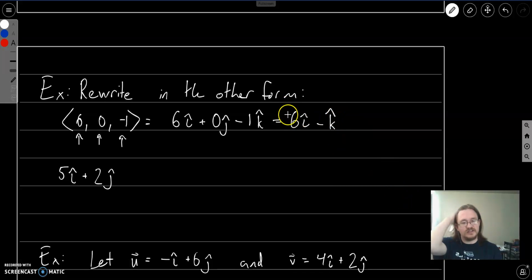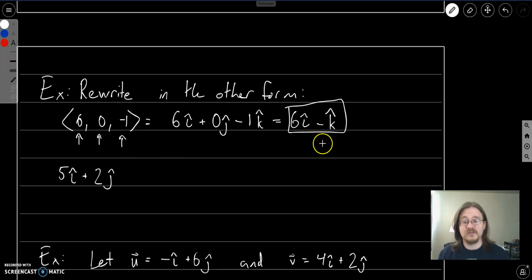So this is just a nice way of writing this guy down. There are times when this will be useful. I think I prefer the coordinates, though. This is the way that I would prefer it, but it's important to know both.